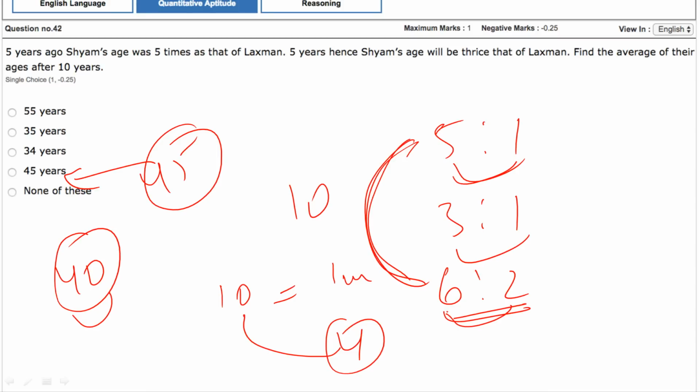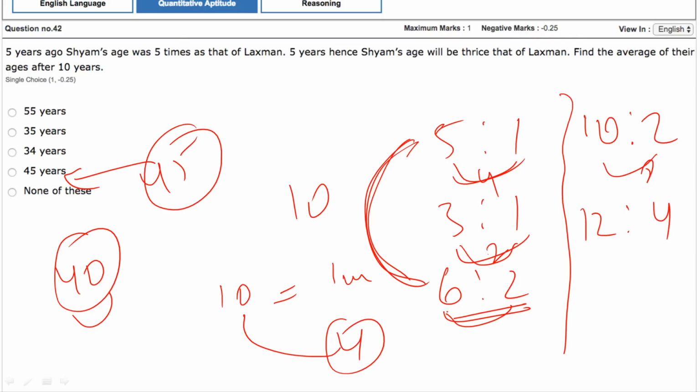Yes, I can understand. There are some of you who are doing this. Absolutely no problem. If you think you can multiply with this difference here and this difference here, I do not have any problem. So you get 10:2 here, and then you will get 12:4. Here the difference is 8, the difference is 8.